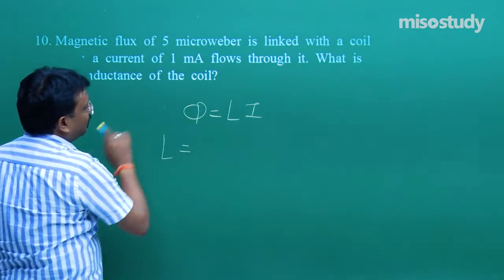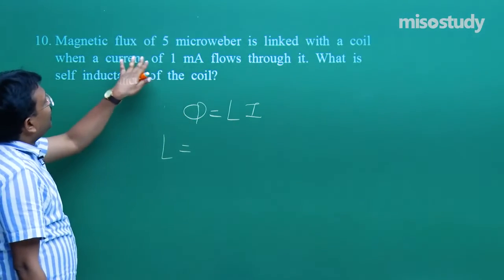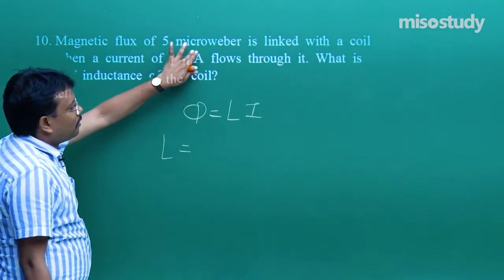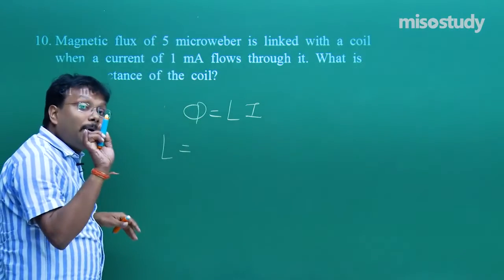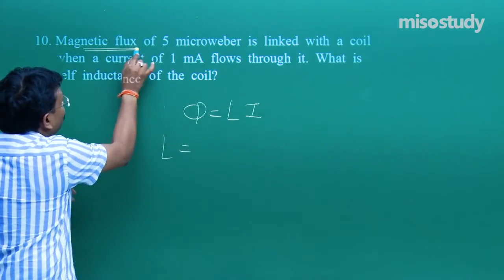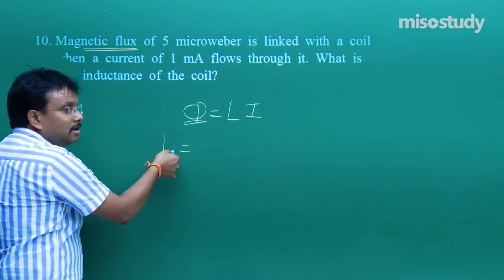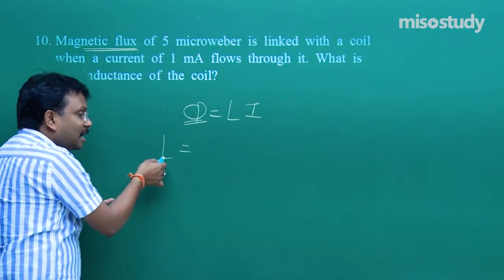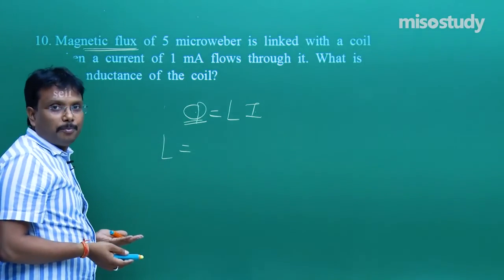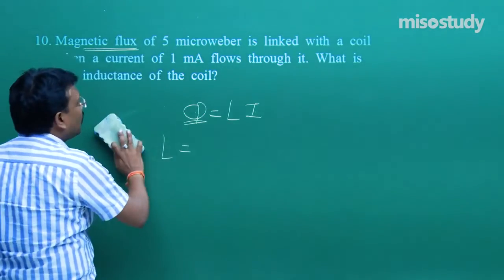And this is what? Phi. Phi is what? BA, simple. So, magnetic flux of 5 microweber. So, basically they are not talking about B, but they are talking about, please be careful, flux, that is phi itself. Phi given, I given, you have to just calculate L. So simple. Okay. So, these things are not as difficult as you assume.